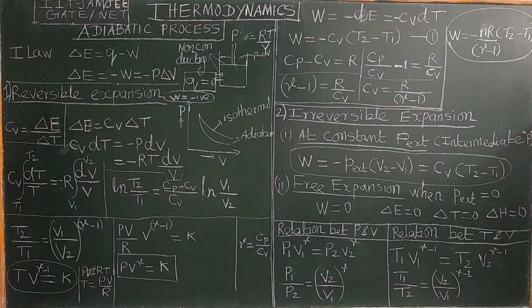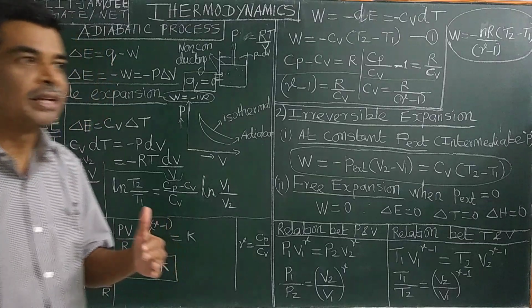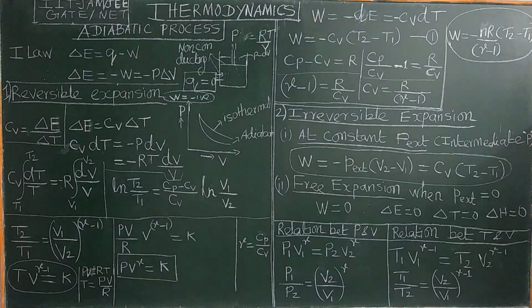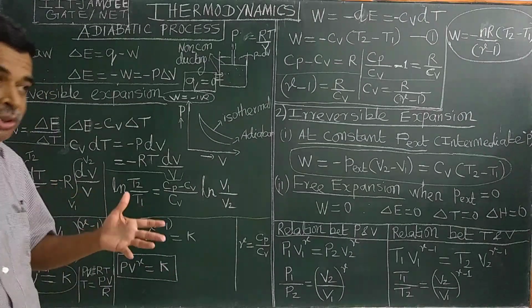On integration, the temperature falls from T1 to T2. The temperature falls during expansion. They may ask what will happen to the temperature during adiabatic expansion. In the isothermal process, delta T equal to 0. There is no change in temperature.